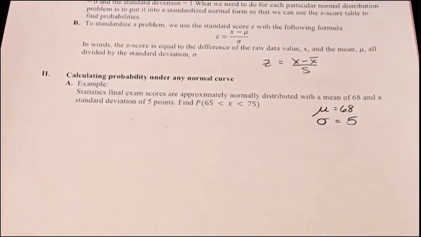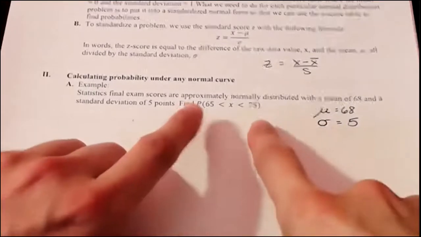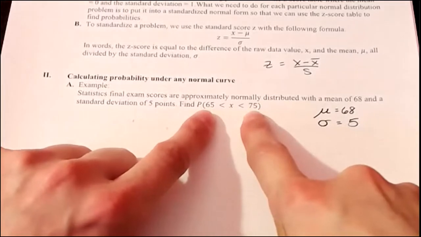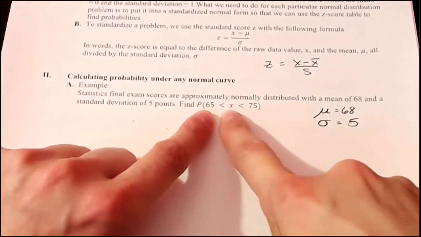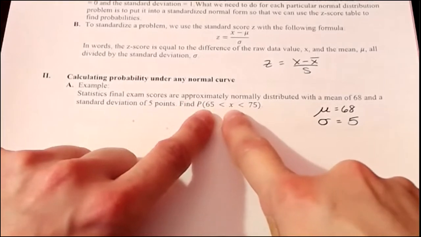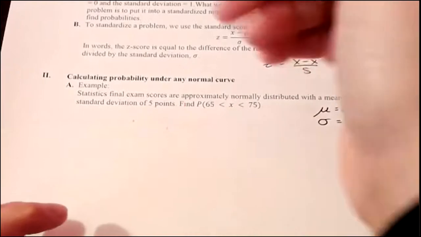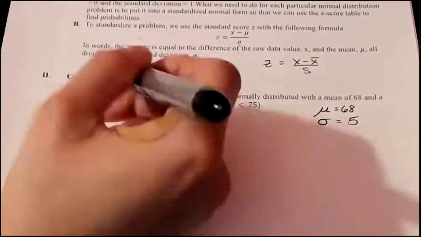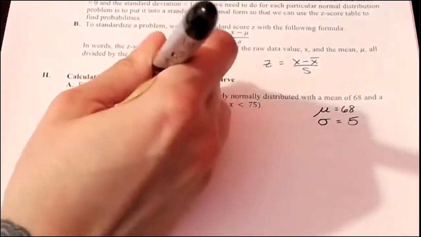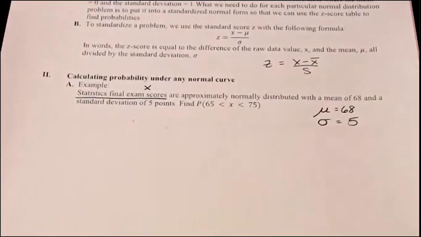Now, I'm going to help you to read this. These values, 65 and 75, these are not z-scores. We know this because of the letter that's in between. This letter represents the raw data value. Specifically, X in this case represents a statistics final exam score. That's what that means.